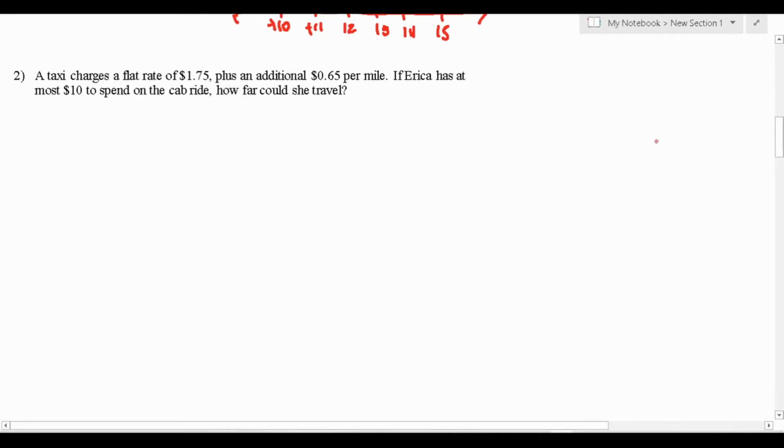All right, number 3 says a taxi charges a flat rate of $1.75 plus an additional 65 cents per mile. If Erica has at most $10 to spend on the cab ride, how far could she travel? So again, let's first start by writing in our variable, 65 cents per mile. So let's call that m. Again, you could have put whatever you want there. We know similarly that the cost of the trip, regardless of how far she goes, is going to be $1.75. And again, for every mile, she's going to be charged an additional 0.65.